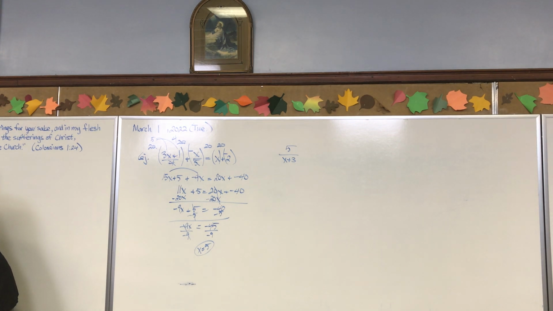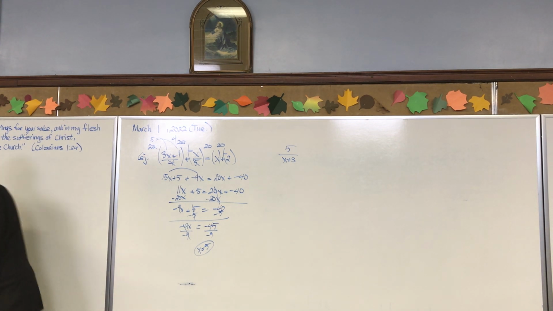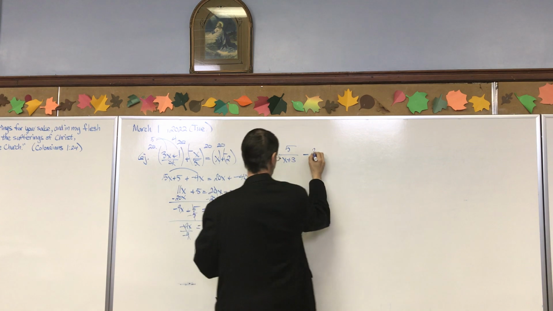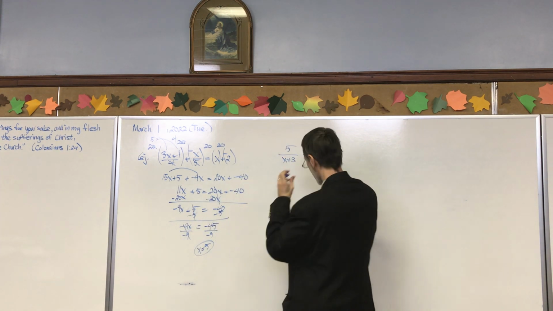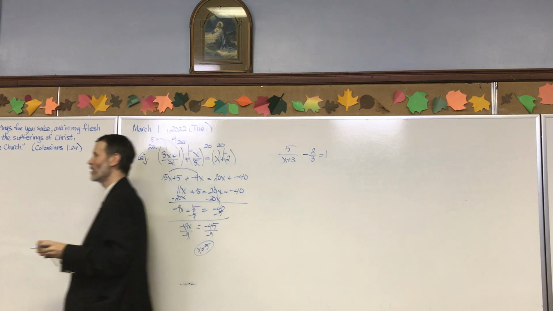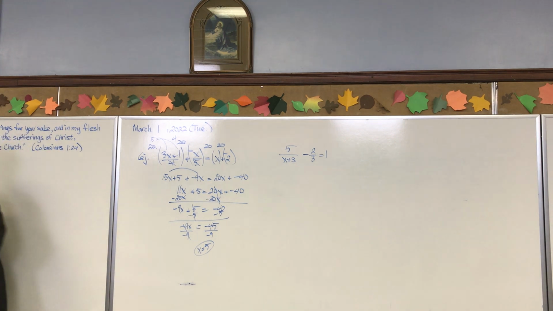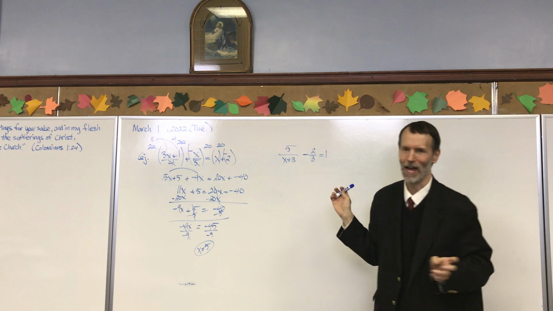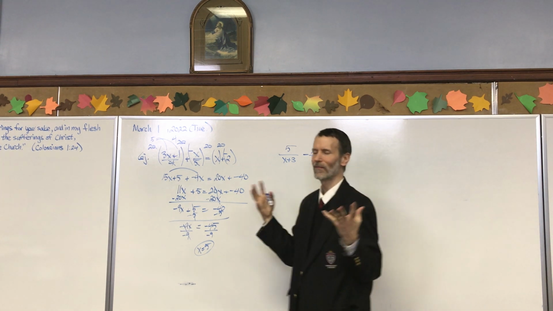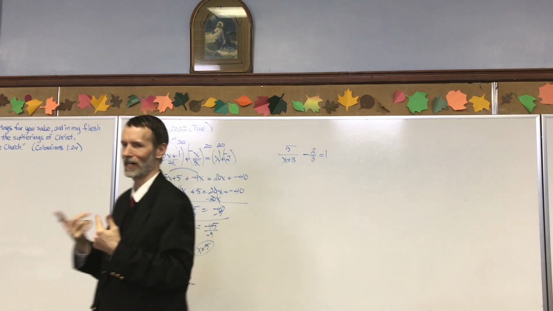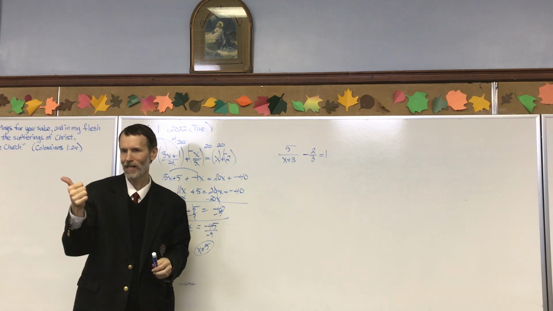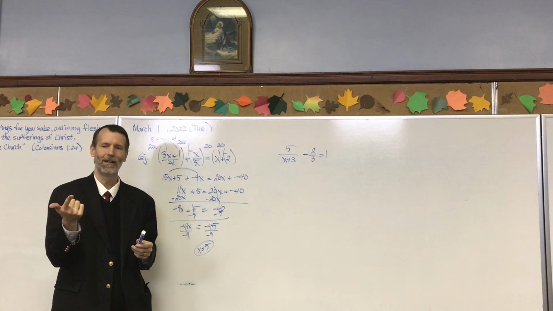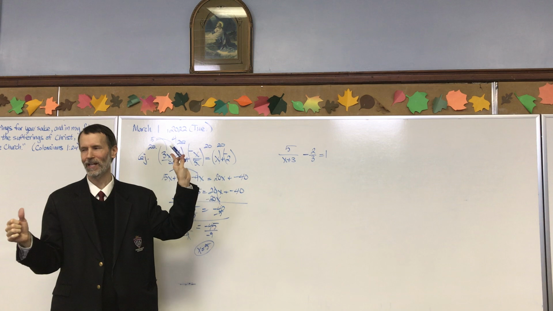5 over x plus 3 minus 2/3 equals 1. There are at least 2 ways to do this. One is longer than the other. Actually, 3 ways. One way is to machine gun it right now. You would need a relatively big common denominator. You would need a 3 and an x plus 3. So you'd have to multiply everything by 3 and everything by x plus 3.